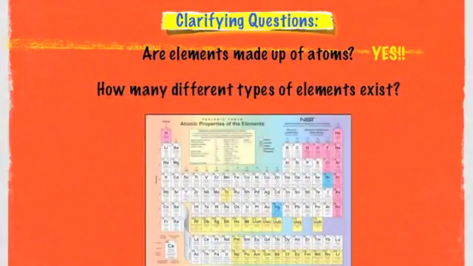How many different types of elements exist? Well, the way to discover this is to look at a periodic table of the elements. Every block, or tile, that you see on this periodic table represents a different element. This is not quite the most current periodic table of the elements. We have somewhere in the neighborhood of 116 or 117 different types of elements that exist in our world.